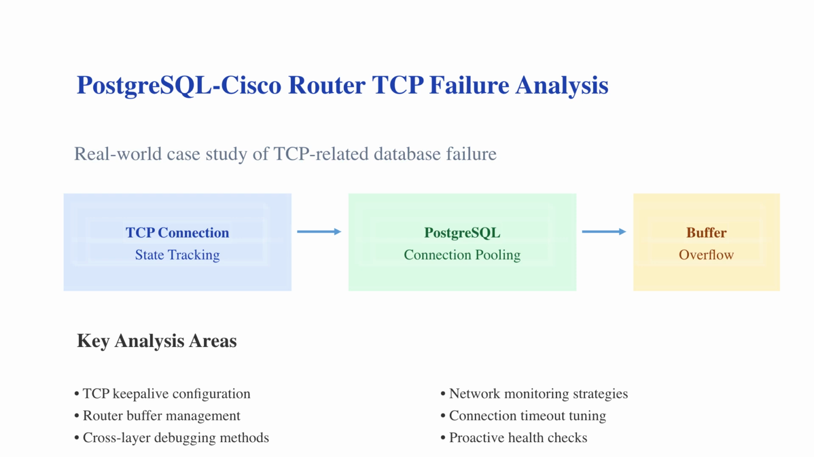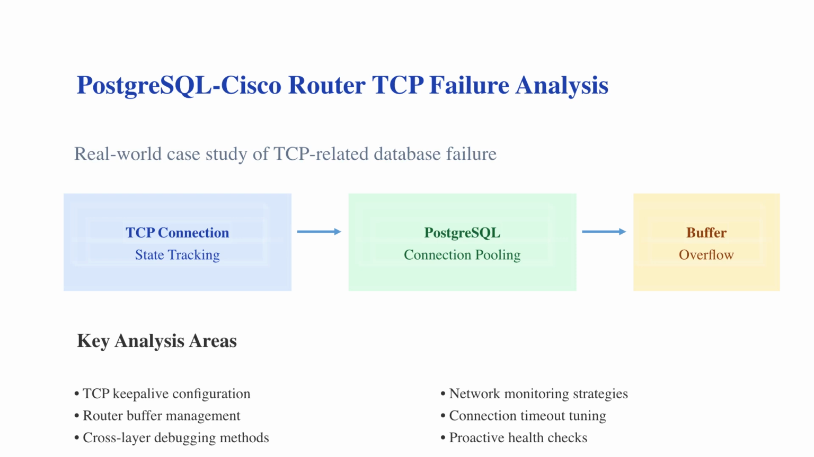This case study involves a critical database failure where PostgreSQL connections were mysteriously dropping, but the root cause wasn't in the database itself. It was in the network infrastructure, specifically how Cisco routers were handling TCP connections. The first area we need to understand is TCP connection state tracking.